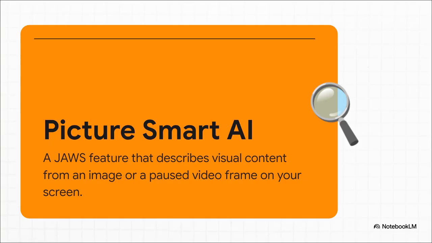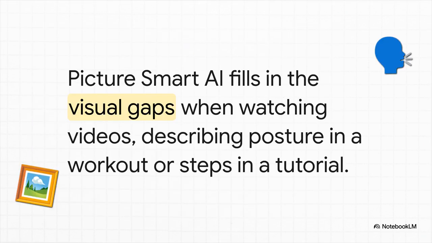So, before I even show you the command, we need to talk about what this is because it's pretty incredible. Picture Smart AI. It's basically like having a personal describer for anything visual on your screen. It uses AI to look at an image or even a single frame from a video and just tell you what it sees. Okay, but why is that a big deal?